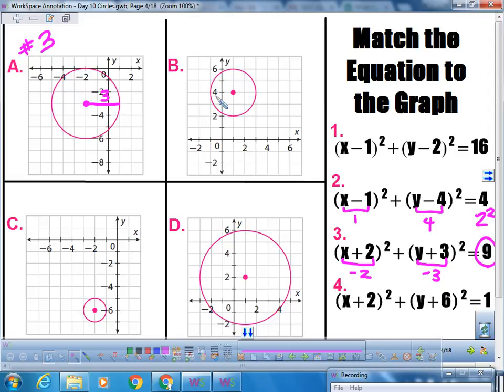So C, what would C be? I don't even need to look at the center of it. For this one, I see that the radius is 1. So it would have to be this one, number 4. And the radius is 1, 2, 3, 4. I should have done it this way. This one's number 1. This one's number 2.